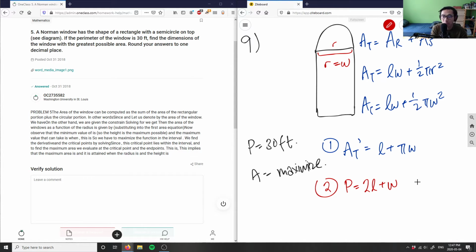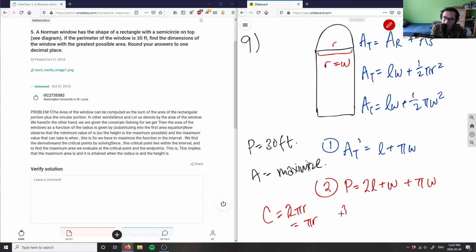Half of the circumference, and we know the circumference of the circle is 2 pi r, right? If we want the circumference of a semicircle, we multiply by that half. So this would be pi r. And we know that r equals w, right? So I can say that it's simply pi times w.